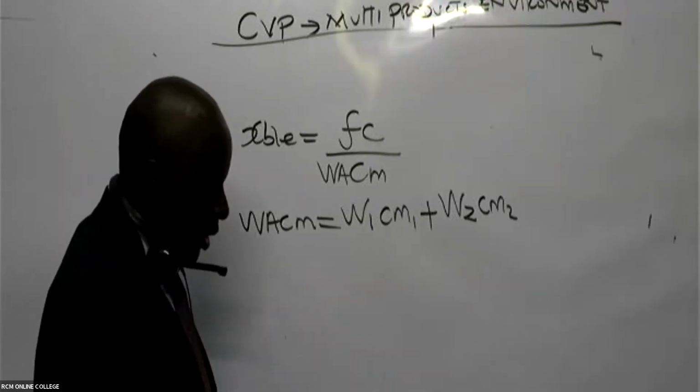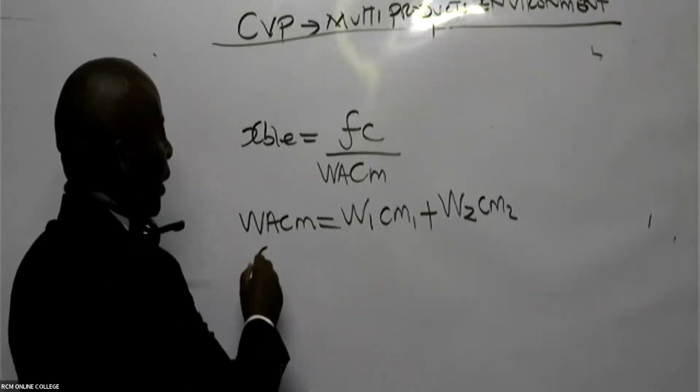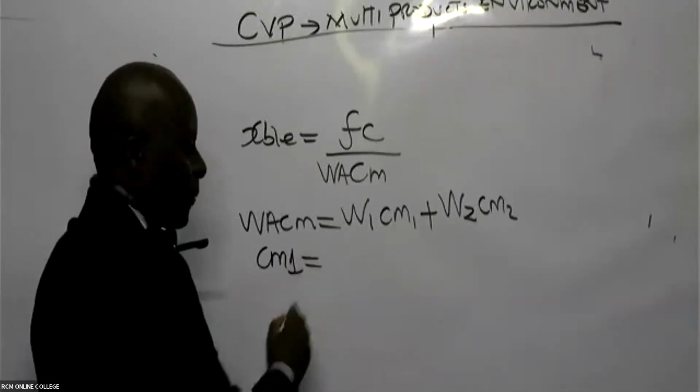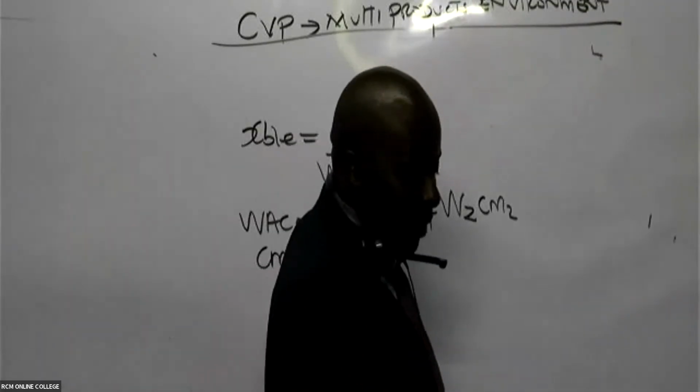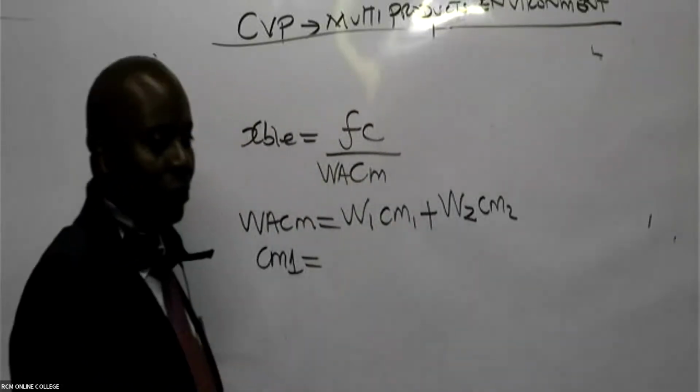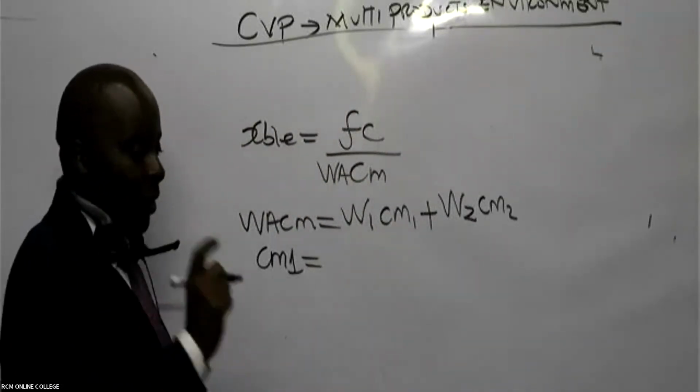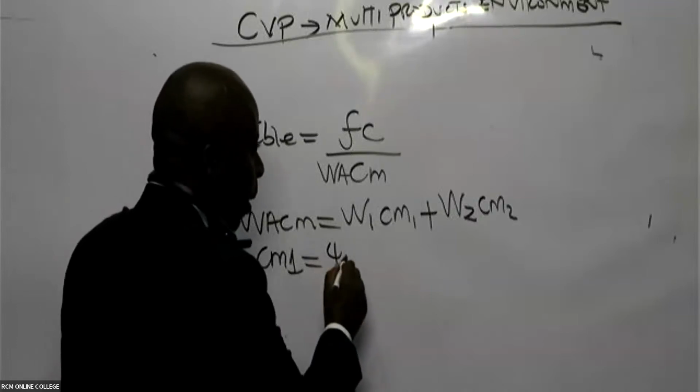Now, ladies and gentlemen, in this question, they have given us the contribution margin of the first product. Have they done that? How much is the contribution margin of M? 404. 4 or 204?